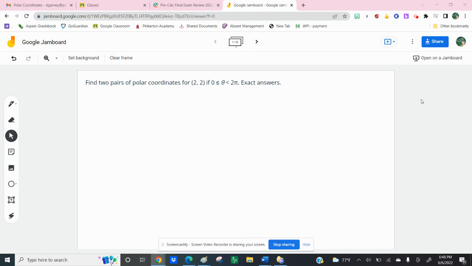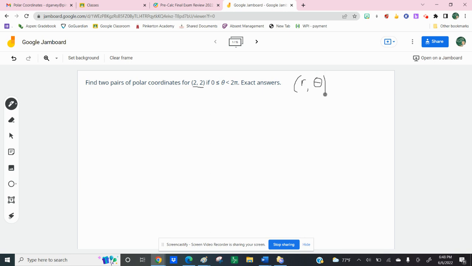All right, so the question says find two pairs of polar coordinates for (2, 2) if the angle is between 0 and 2π. And it said round to the nearest tenth, but it really should say exact answers. So I'm going to go through this showing you how to do it with exact answers. The first thing you really need to realize is that I am now in rectangular coordinates. If I want to be in polar coordinates, I need the radius and I need the angle.